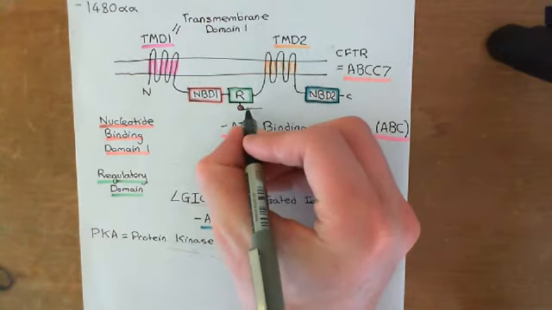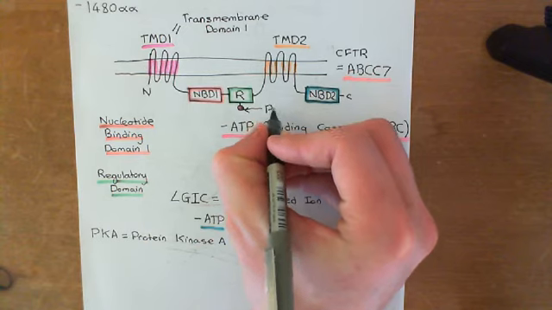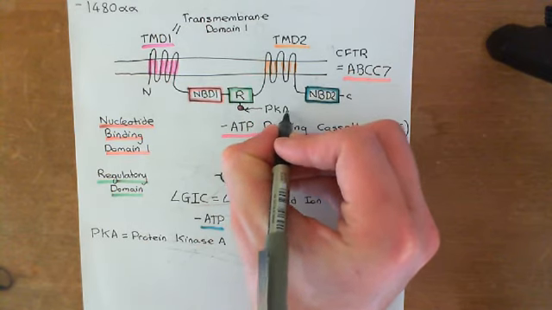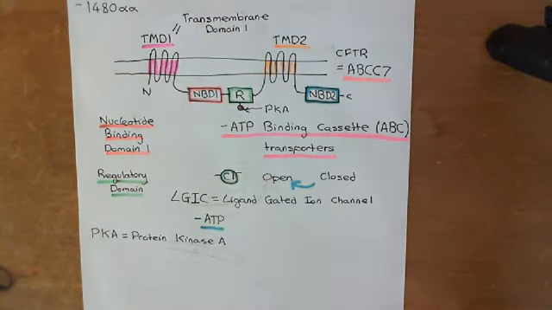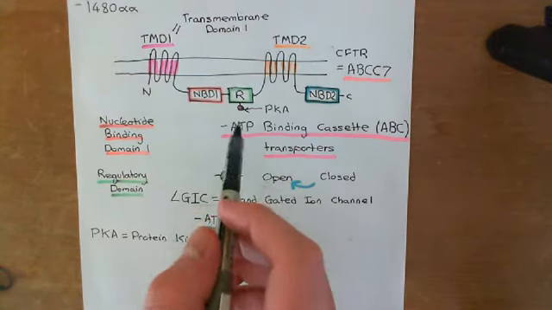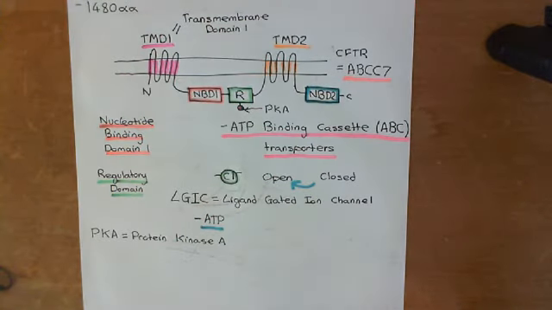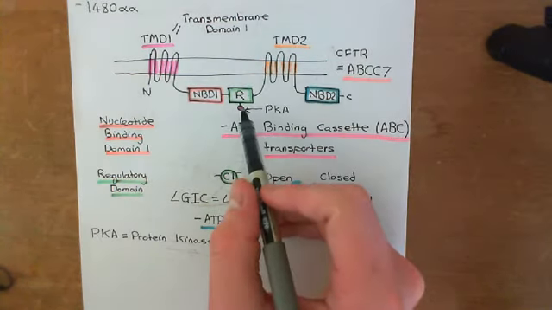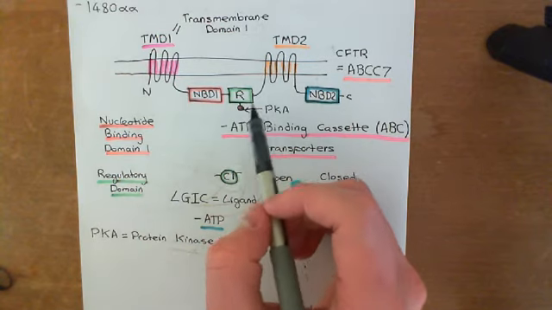Okay, protein kinase A can phosphorylate the regulatory domain of CFTR, and then after you've phosphorylated that regulatory domain, this thing is now ready to function. It's ready to bind ATP and then open if ATP comes along. Okay, protein kinase C can phosphorylate the regulatory domain, but it's not capable of actually phosphorylating it in the right place to turn this thing on.